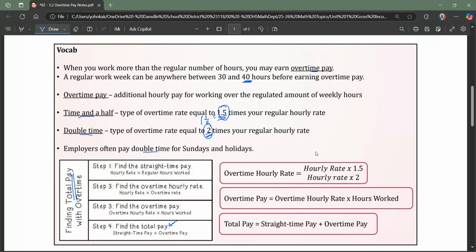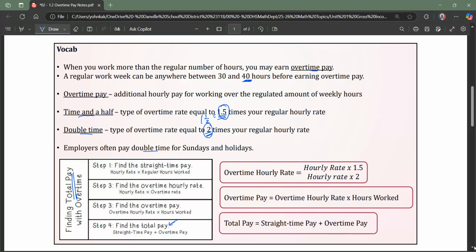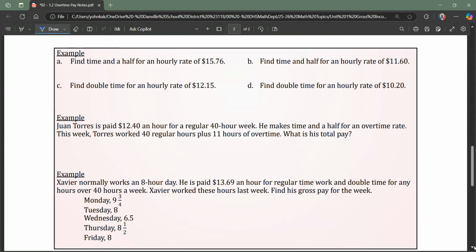Over here on the right-hand side in the boxes are your formulas. The overtime hourly rate is either taking your hourly rate times 1.5 if it's time and a half, or hourly rate times 2 if it's double time. And then to find your overtime pay, you're taking whatever that rate is that you just calculated and multiplying it by how many hours you worked. Then to find your total pay, you're going to add the straight time pay and the overtime pay together. All right, that's a lot of vocab, so let's go ahead and start to do some examples.